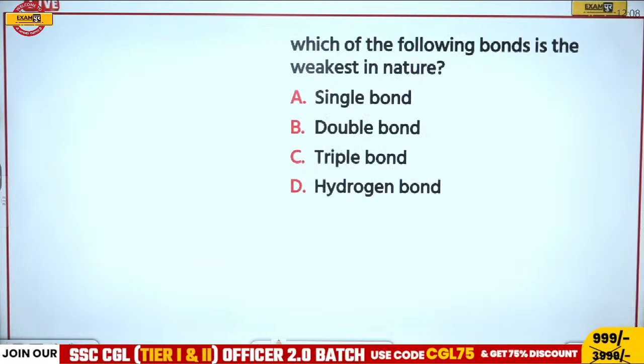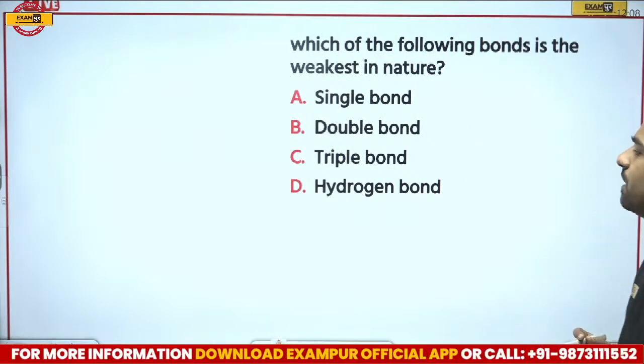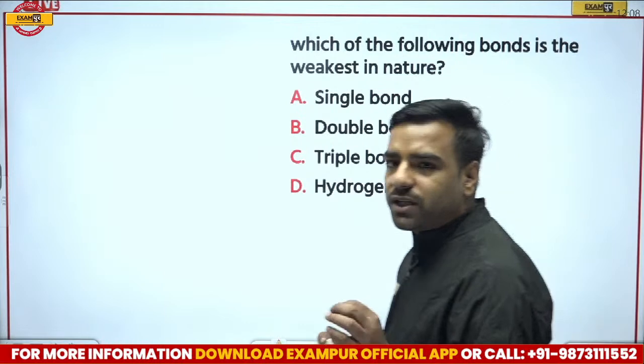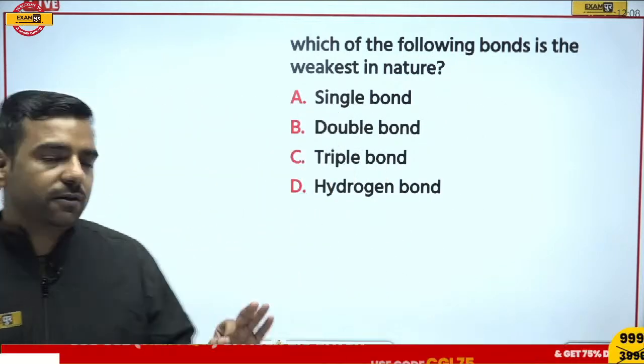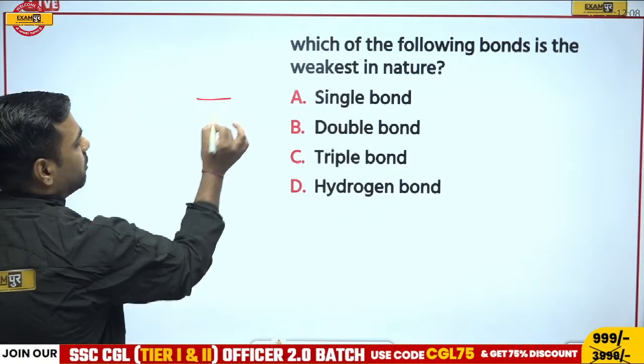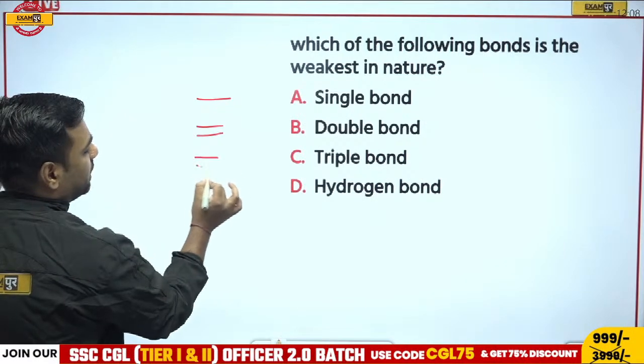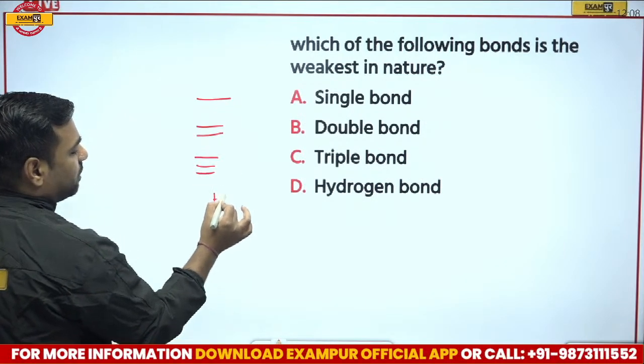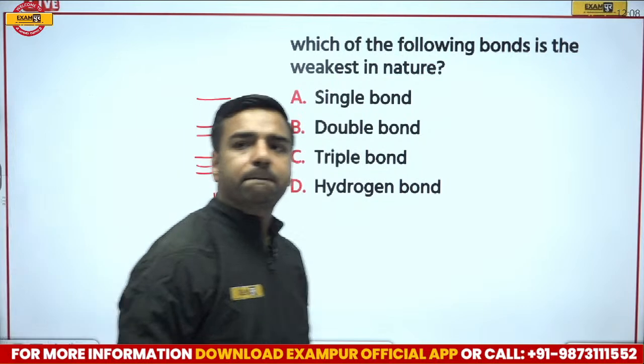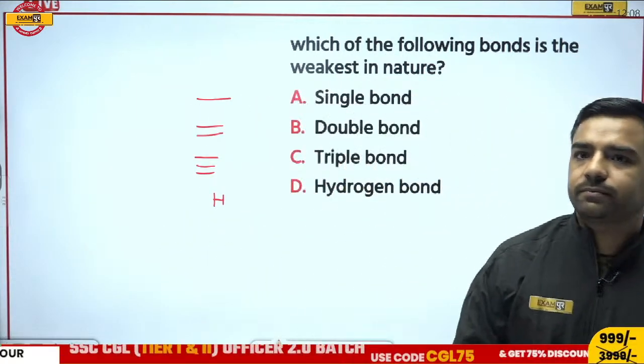Next, which of the following bonds is the weakest in nature? So we have single bond, double bond, triple bond, or hydrogen bond. Which one will be the weakest bond? Which one is going to be the weakest one?